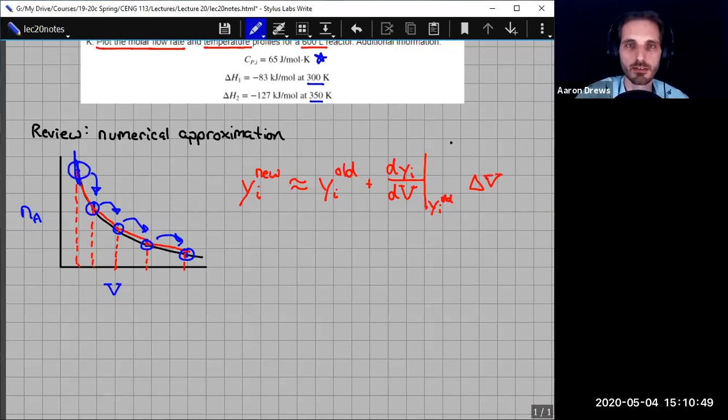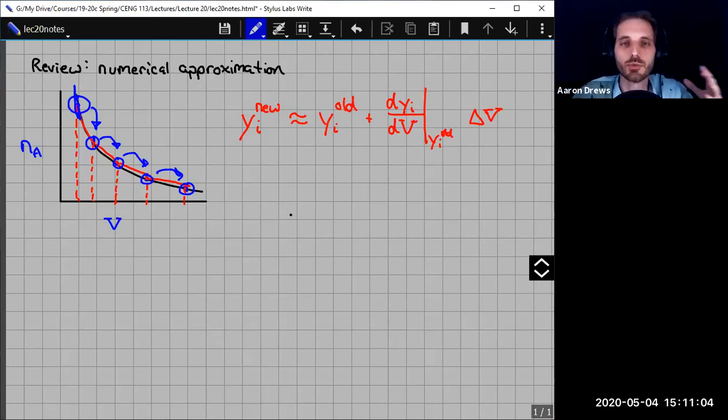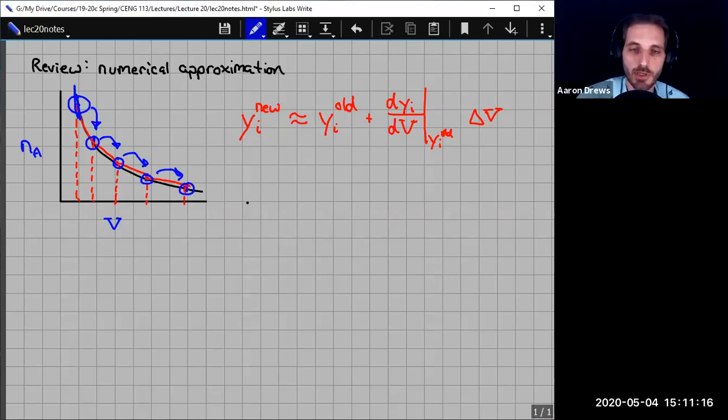And in the previous lecture, we did this for one component, right? Or sorry, one dependent variable, like N sub A versus V or something like that. The nice thing about ODE45 and numerical approximations in general is that they scale to more than one component very, very easily. The only difference is that we have to have a slightly different syntax because we're carrying around more than one component, but the general approximation doesn't change.